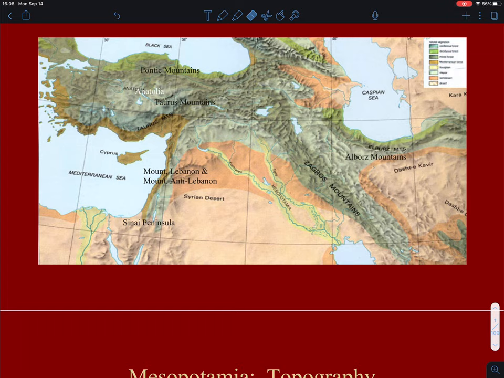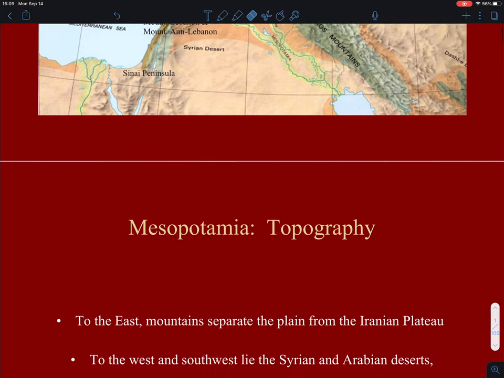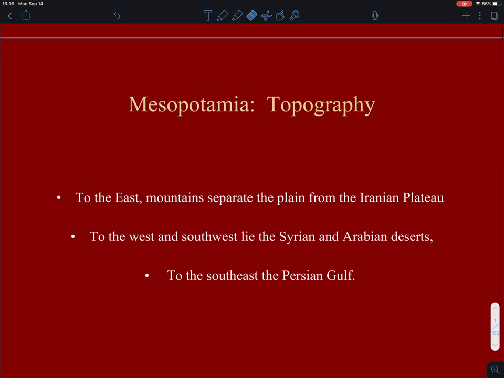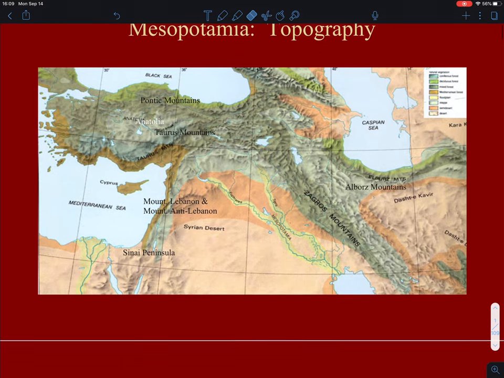So we remember that the rivers came from the highland mountains of eastern Anatolia and Armenia, and basically flowed down together to the Persian Gulf. So this is the setup of the land. And you see that it has water: the Persian Gulf here, close to it.